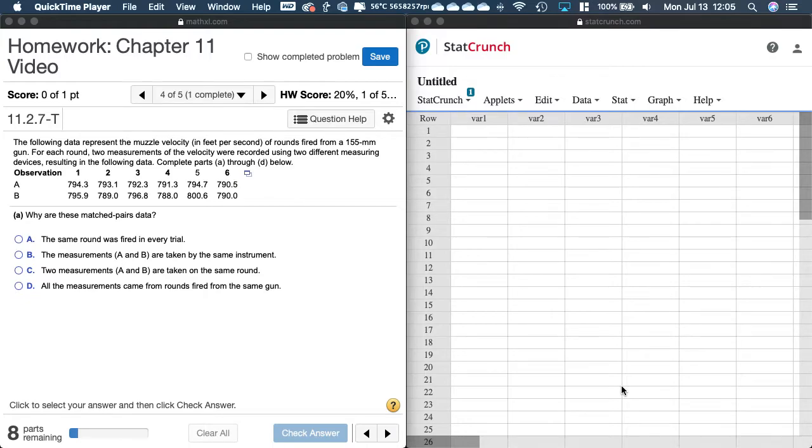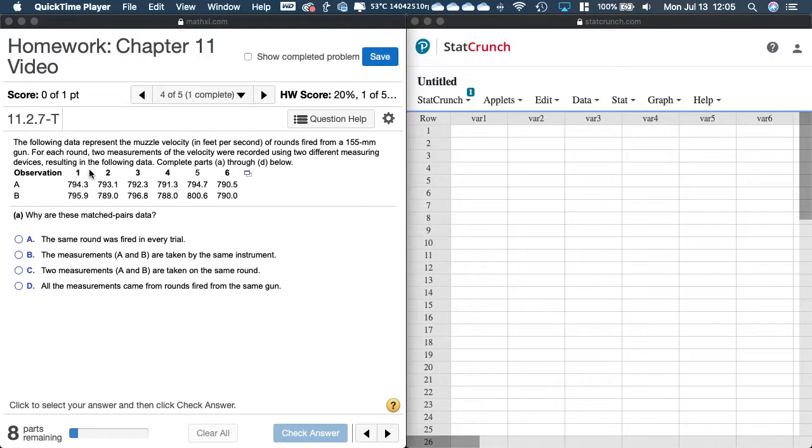It says the following data represent the muzzle velocity of rounds fired from a 155 millimeter gun. For each round, two measurements of the velocity were recorded using two different measuring devices. So this would be bullet 1, bullet 2, bullet 3, bullet 4, and so forth, and this would be measuring device 1 and measuring device 2. Maybe they're set up on opposite sides, and when the bullet is shot, both measure at the same instant how fast that particular bullet is going.